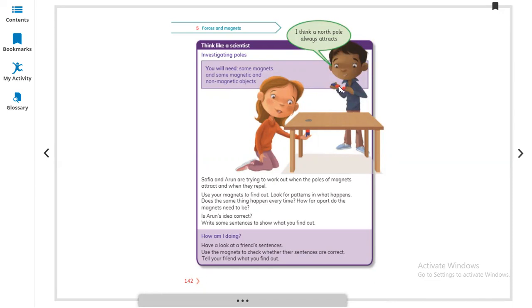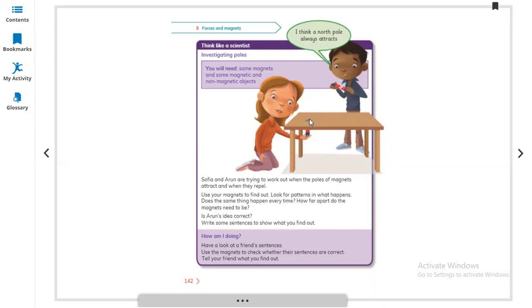They are not attracting because both are the same sides. So same side never attract each other. They are repelled to each other, or they are repelling each other. So you can say our own ideas are not correct. A north pole will repel another north pole. If it's the south pole, then you can say attract.